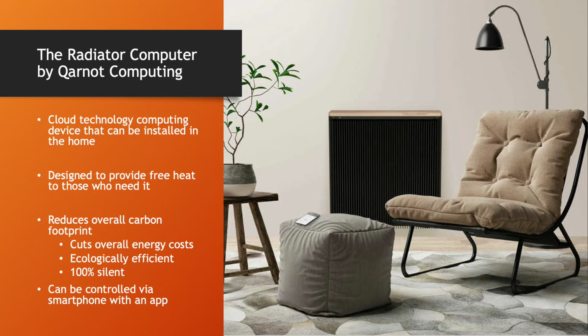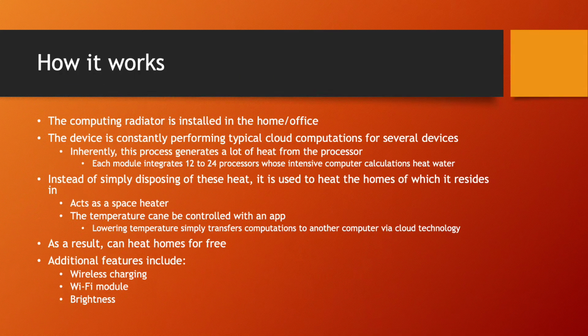And simply, if you need the temperature to be lowered, it can be controlled via smartphone with an app. And lowering the temperature simply transfers some computations that are being performed by the microprocessors within the computer to another computer and another radiator somewhere to give the heat to someone else. So essentially, there is very little waste with this system, and the heat that's being generated from these computations is being used to actually help those who need it. So how does this really work?